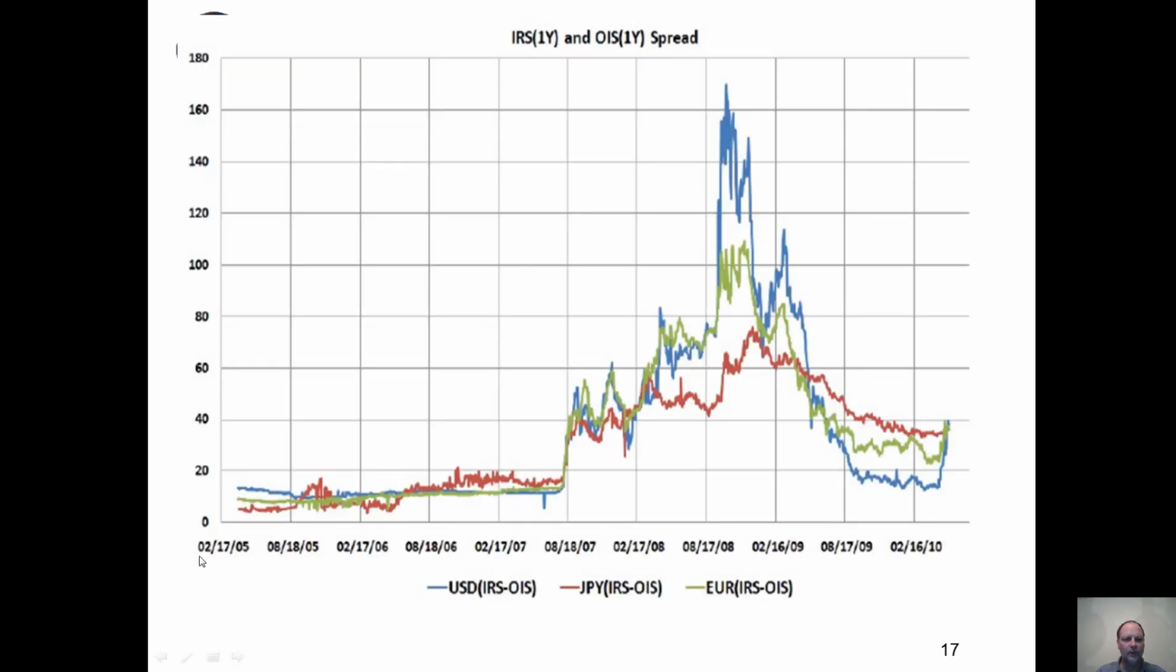Here is a graph from 2005 to 2010 showing the time period of the housing crisis, and it is a graph of the spread between the interest rate swap rate and the overnight index swap rate for US dollars, Japanese yen, and the euro. You can see that during the time period of the housing crisis, this spread increased drastically, again due to worry about solvency of banks, and it increased the most in the US dollar, up to around 170 basis points, an intermediate amount in the euro, up to around 100 basis points, and not nearly as much, maybe 60, 70 basis points for the Japanese yen.